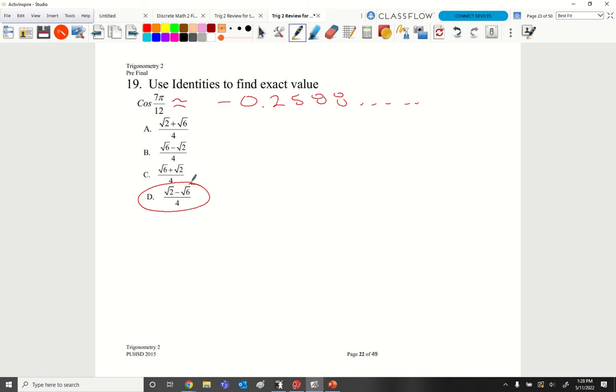Now, does that make better sense? Just approximate each one, especially if you have something like this. If you can plug it in the calculator, then do that.